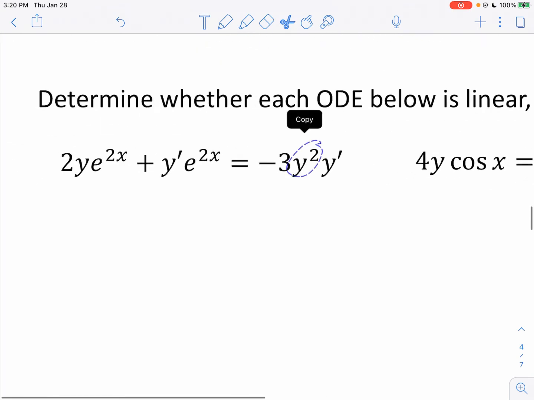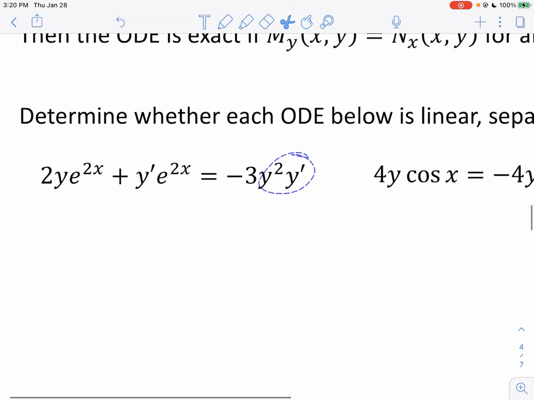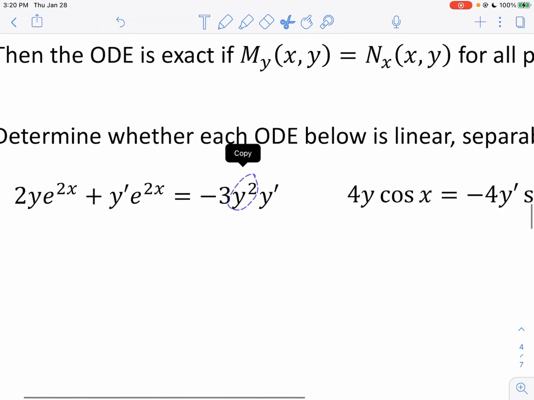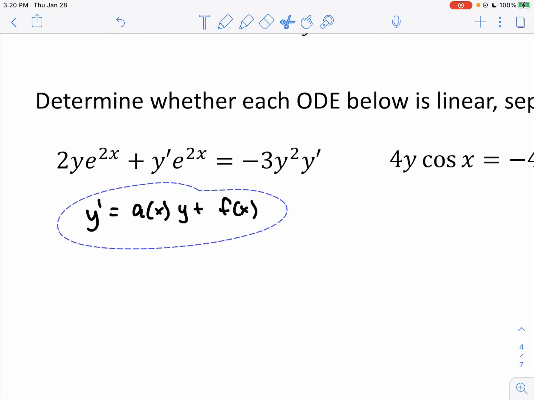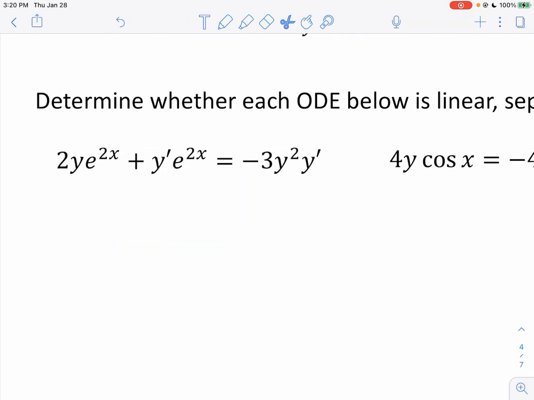So I do see a product of y prime and I see a product of y's and y primes. This is a problem for being linear. The y squared all alone is a problem. Remember, to be linear and first order, you have to be able to write your differential equation in the following way: some function of x times y plus some other function of x. Right? This was the most general form of a linear differential equation. Can I write this particular differential equation in that form? The answer is going to be no.